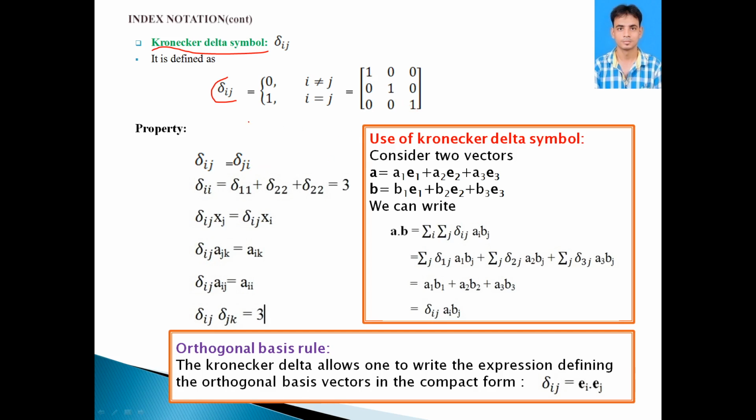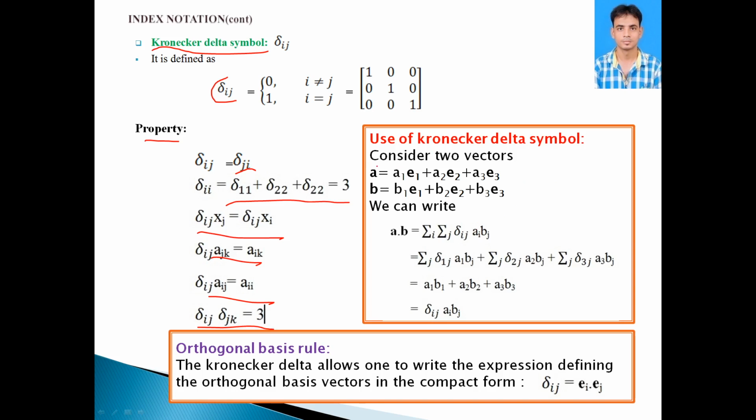Now this delta_ij has some properties. So delta_ij equals delta_ji. It can be written like this. You can prove this with pen and paper. So delta_ii, that means delta 11 plus delta 22 plus delta 33, equals 3. Okay, and these are the properties you need to keep in mind. Now what is the use of this Kronecker delta symbol?